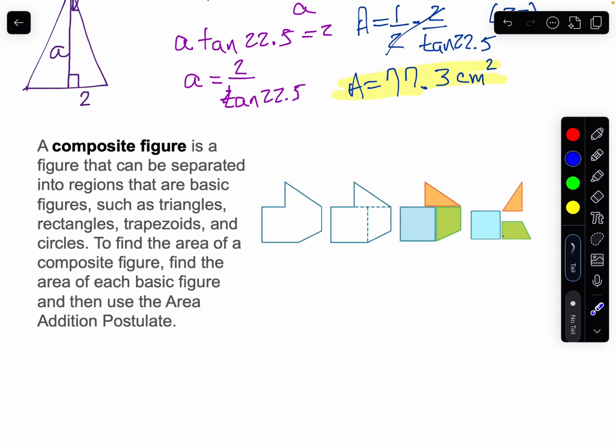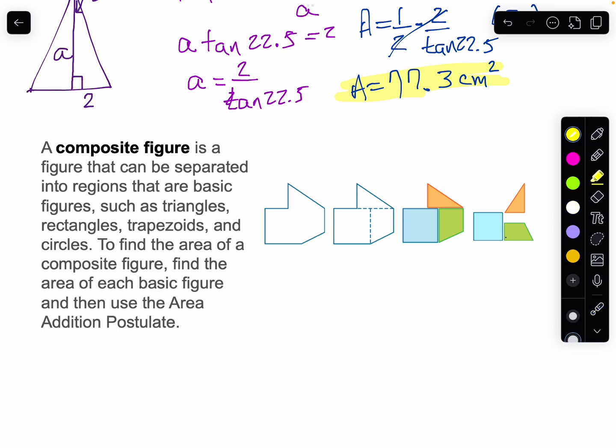Now a composite shape, another vocabulary word, it's just a shape made up of other shapes. So if I notice here, this shape right here, I can split it into a square, a triangle, and a trapezoid. So to find the area of each of them, I'd find the area of the square, area of the triangle, area of the trapezoid, add them together, and I'd be done.